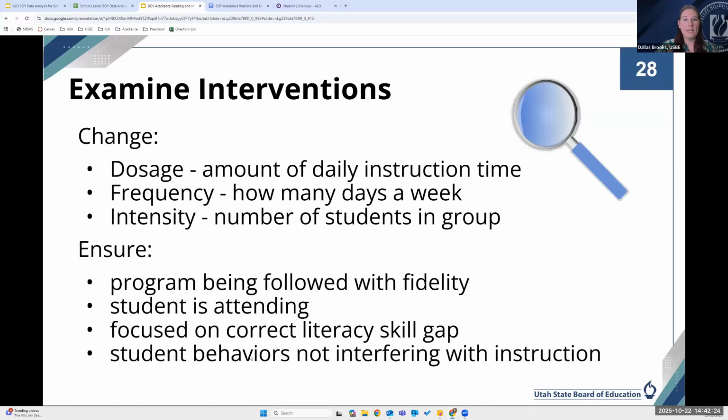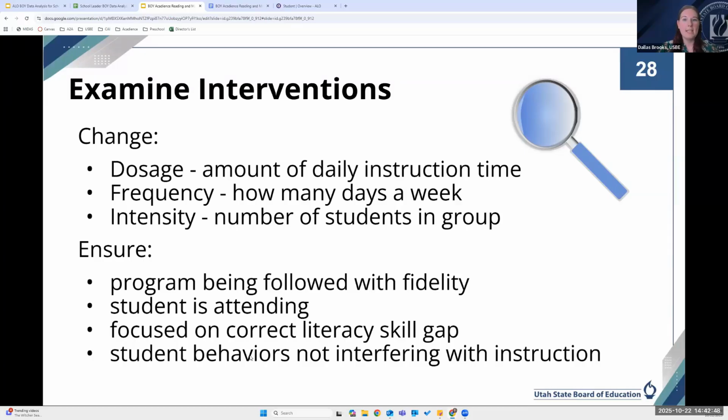Now, if you have a student like the one in the previous example, where those progress monitoring probes were below the aim line, you're going to want to change something. That could be the dosage, the frequency, the intensity. There are lots of options of things that may be changed to help support this student, and we're just going to want to try whatever we can until we find out what is best for that student.